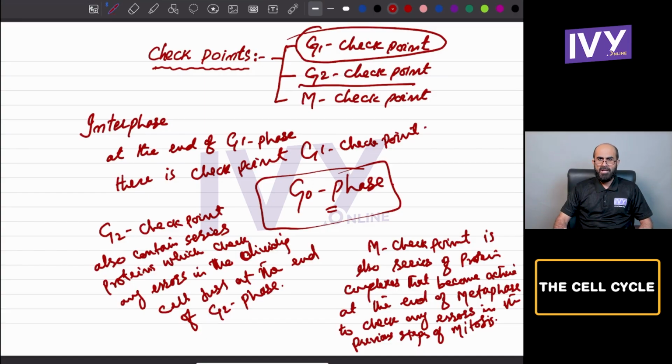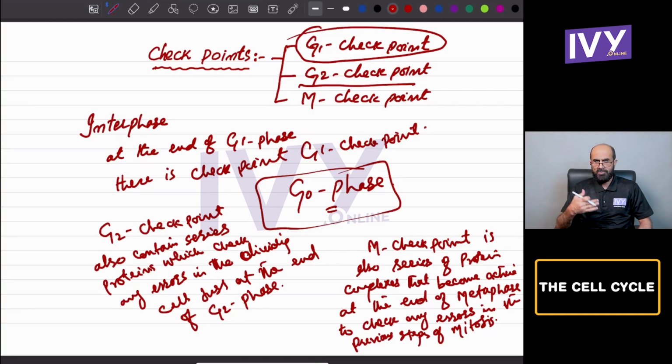That's why we say that anaphase and telophase are the irreversible phases of mitosis, because there's no checkpoint at the end of anaphase and telophase. A checkpoint can check the errors. If there's any error, it can reverse the process. Like you are moving from one country to another country.